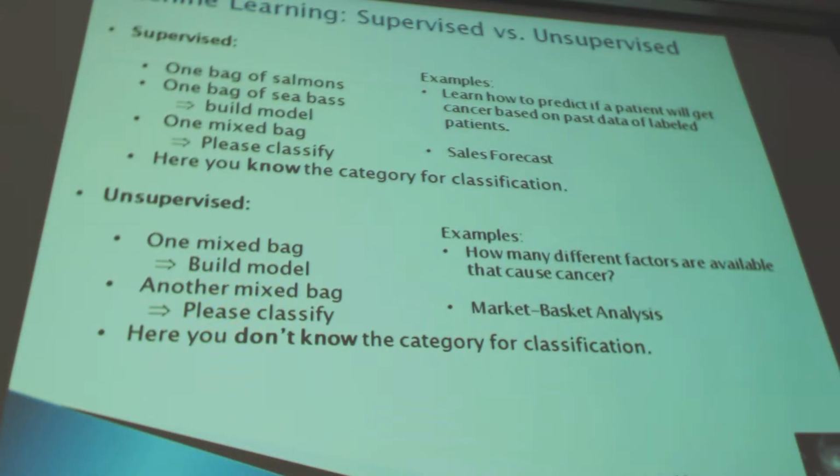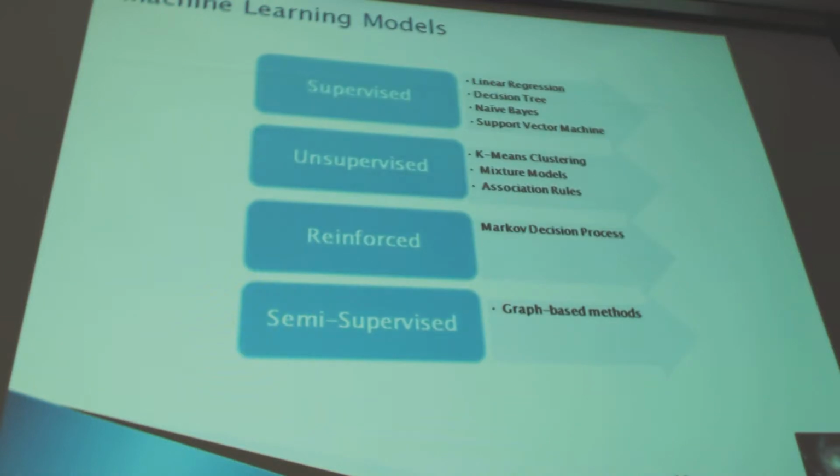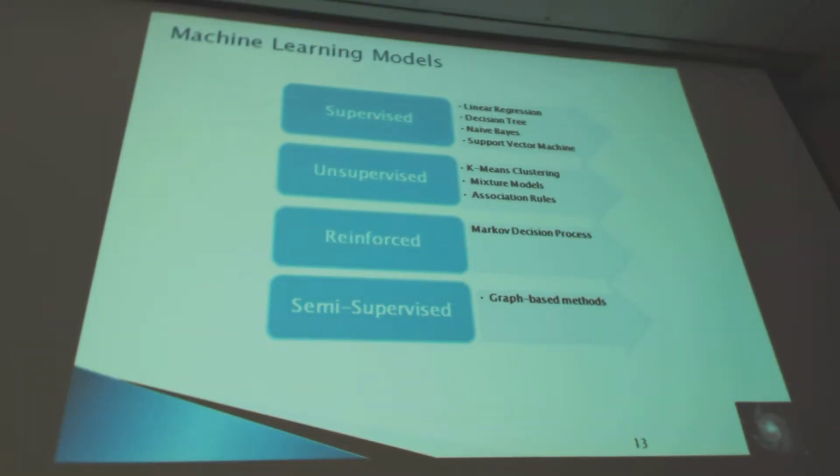So in these types of unsupervised learning, we use association rules, like bread is associated with butter. When a customer buys bread, the customer will most likely buy butter. So this is an association that will be used in market basket analysis for predictions. So these are some of the machine learning models.